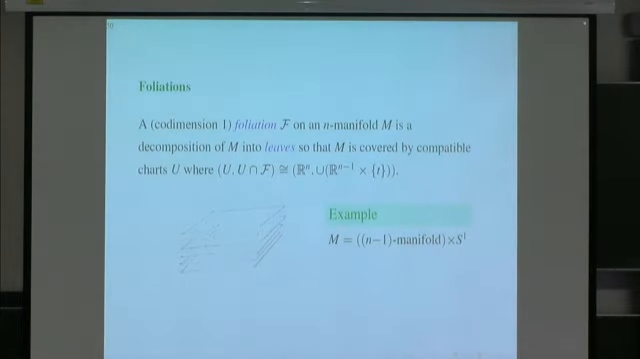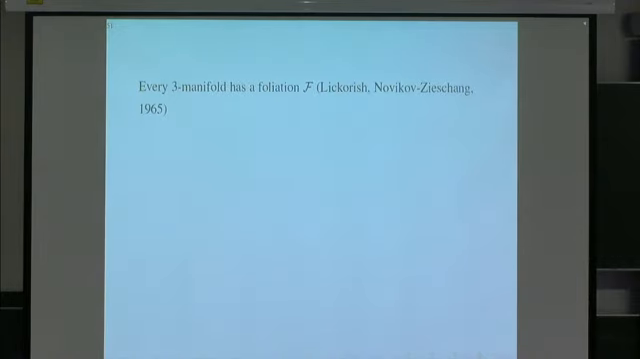A very simple but uninteresting example would just be an (n-1)-dimensional manifold across the circle. If I just take a surface cross S^1, that's a nice 3-manifold that has a foliation, but that's not really that interesting. Well, it turns out that every 3-manifold has a foliation. This was proved in 1965 by Lickorish and independently Novikov and Zieschang. Ray may still remember. Yes.